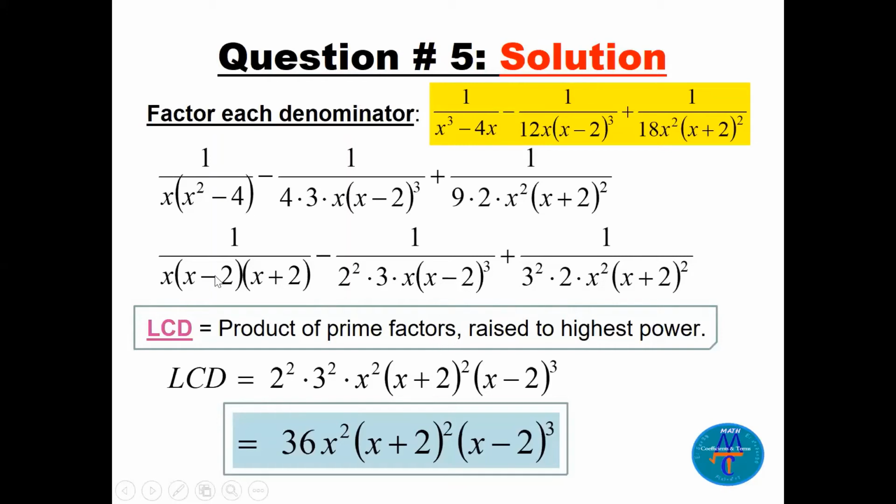Now let's look at the last one, x minus 2. x minus 2 is a different factor. x minus 2 cubed, I take x minus 2 cubed. x plus 2 squared, I take x plus 2 squared. Now, if you multiply everything here, this is 36, x squared, x plus 2 squared, x minus 2 cubed. What do we call this? The least common denominator. You should be able to find the least common denominator for any set of fractions.